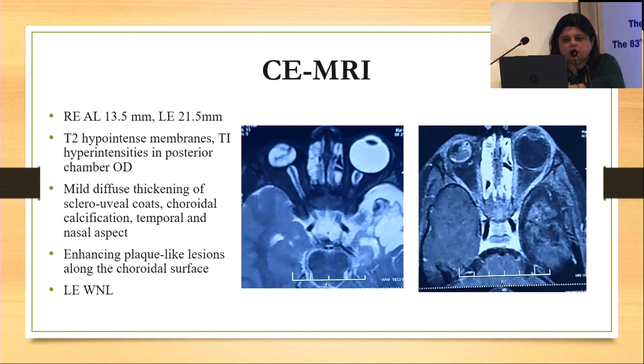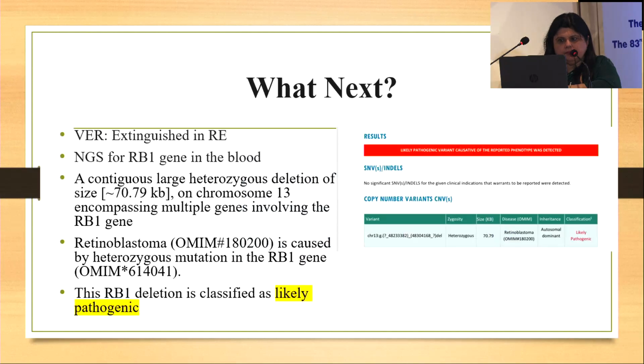The axial length was considerably reduced in the right eye. And then you can see over here on the T2 and T1 weighted images, the T2 showed some hypointense membranes that were also observed on the ultrasound, and they were hyperintense on T1, and then there was some mild diffuse thickening of the sclerouveal coat. There was choroidal calcification, more pronounced on the temporal and nasal aspect, and there were some enhancing plaque-like lesions along the choroidal surface. The left eye was completely normal.